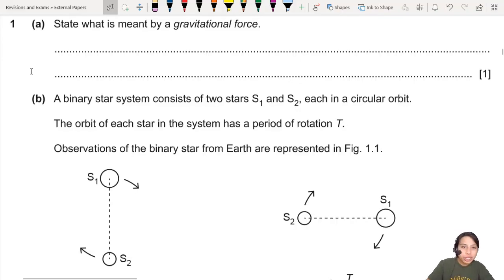This is an original question. Pretty sick. Haven't seen this before in past years. Number one, state what is meant by a gravitational force.